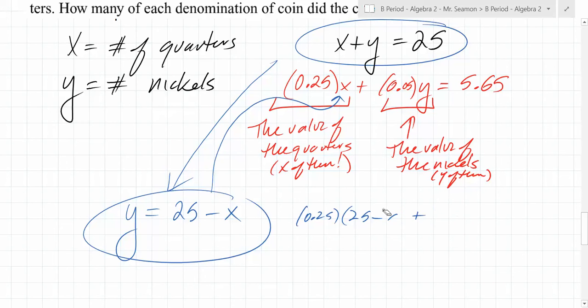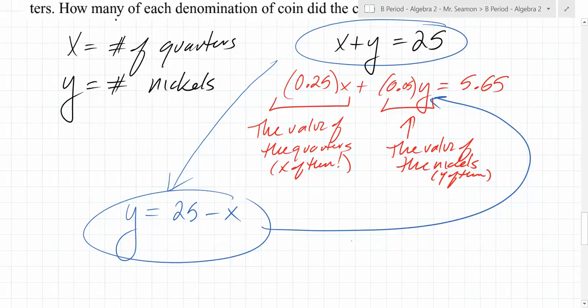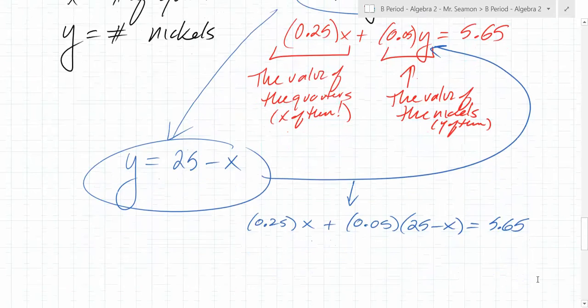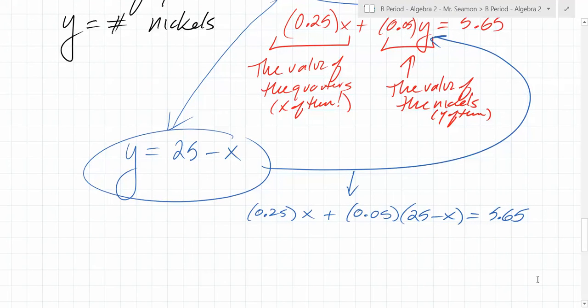So you get 0.25 times 25 minus x plus 0. No, oh, it's the y. Oh, man, I made a bad mistake there, didn't I? So now what do I get? 0.25x plus 0.05 times what? 25 minus x is equal to 5.65. How many equations is that? That's one equation. How many variables are in it? One. So theoretically, can you solve?